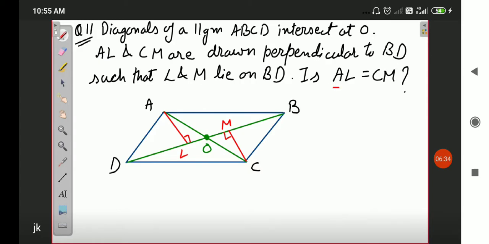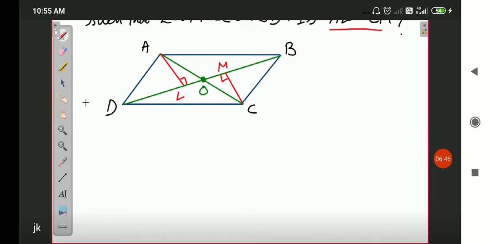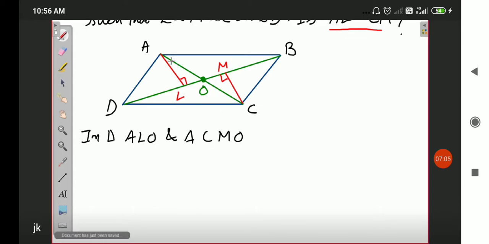And we have to prove that AL and CM are equal. We have to tell whether AL and CM are equal. Okay. So for its solution, first of all, in triangle ALO and triangle CMO, or you can take another group of triangles as well. This side is equal, this angle is equal, this angle and this angle is equal. Okay, we will take these two triangles only.